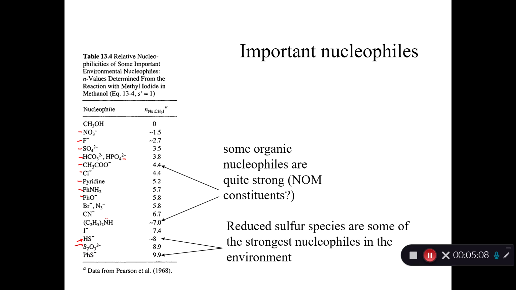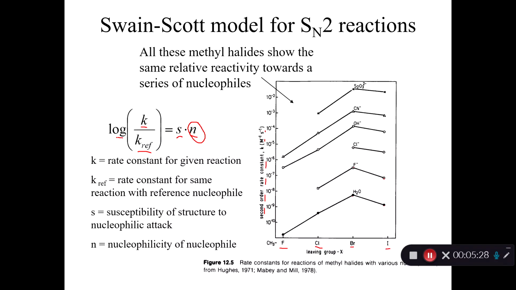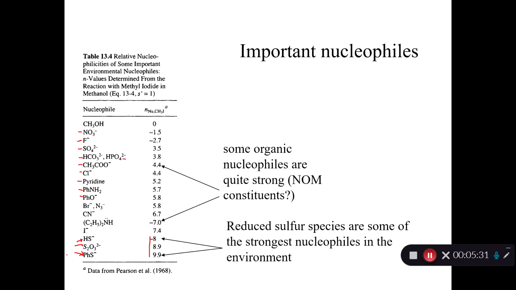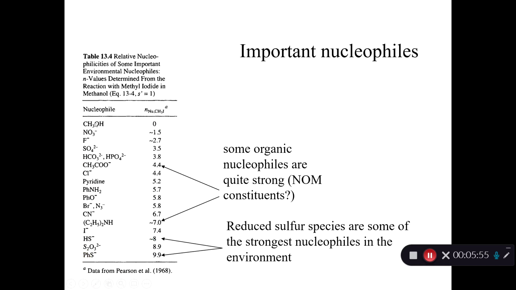We've got some thiosulfate, and we have some organic matter like benzene rings with sulfur groups on them. So these can be the products of biological decay, especially anaerobic biological decay. And look at the magnitude of their N values. And remember from the equation here that this is on a log scale, right? So when you're saying that bisulfide has an N value of about 8, and methanol has a nucleophilicity value of 0, then you're saying that bisulfide is 8 orders of magnitude more powerful as a nucleophile than the methanol.